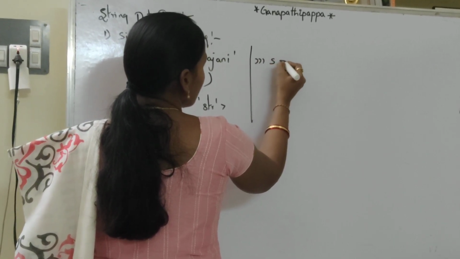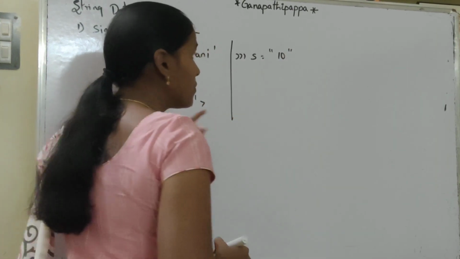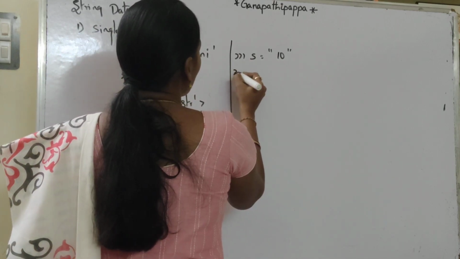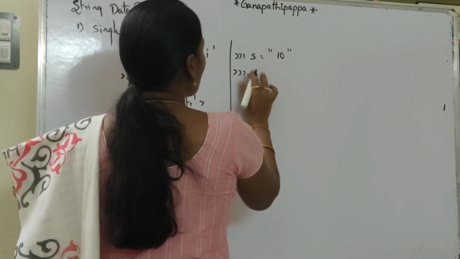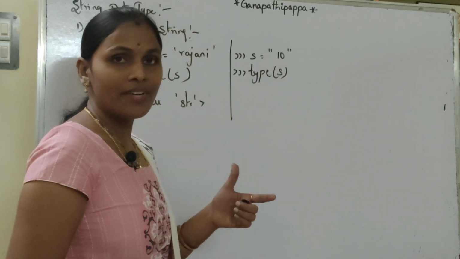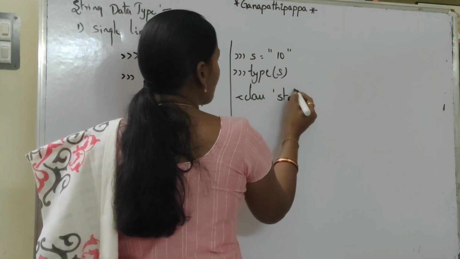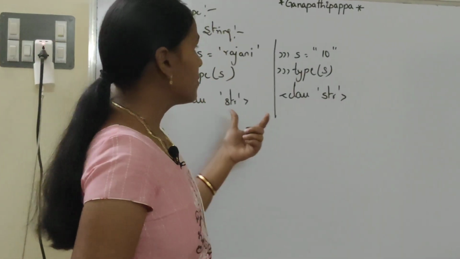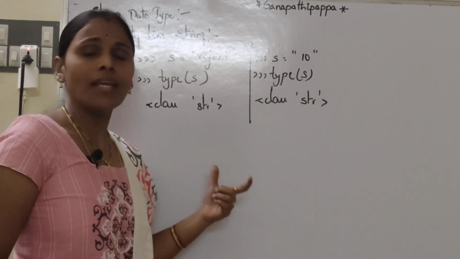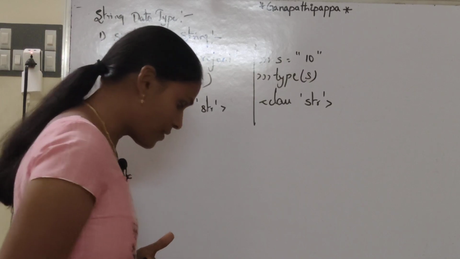Next we will take double quotes. s is equal to, we will take any number also. This is the number. This is not a number. This one is a string because it is enclosed within double quotes. We'll check the type. Type of s. It returns class str. This is the single line string. What is single line string? Any sequence of characters enclosed within single quotes or double quotes is called single line string.